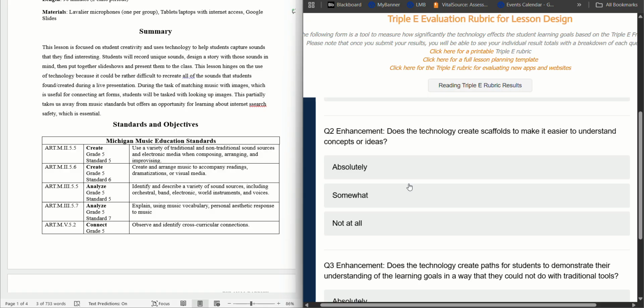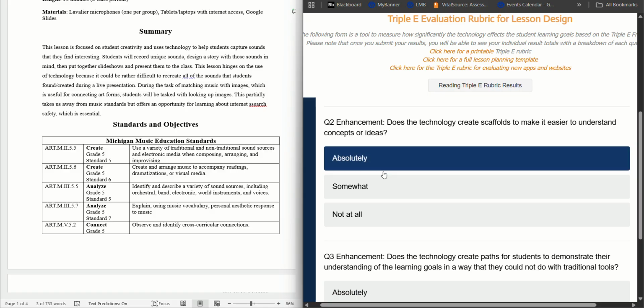I also think that part of this lesson plan being finding stock photos online in a safe, guided way does make it easier to deliver and develop concepts and ideas, because the students are being creative, but they don't have to conjure up every single thing themselves. They can find images that fit with their imagination that they already had. So I would say absolutely for that one.